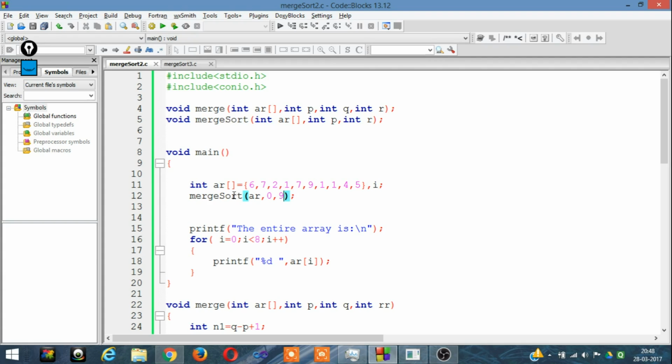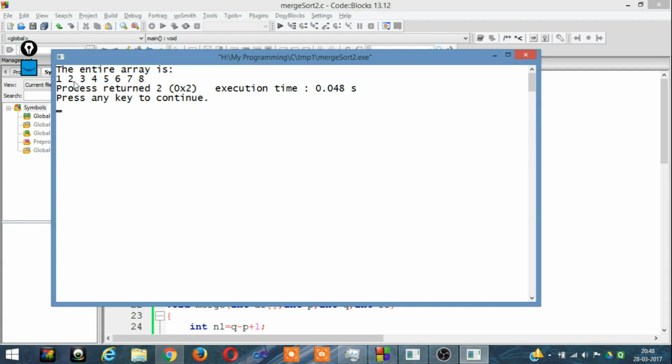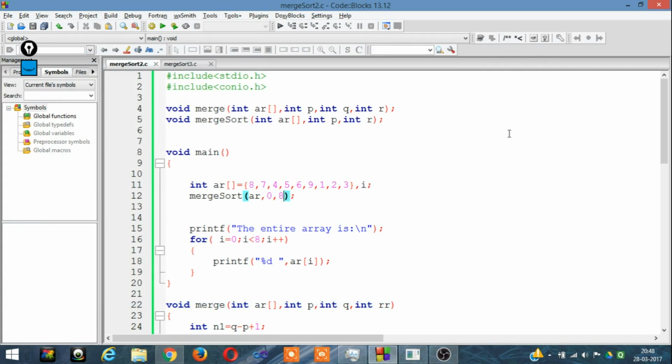Okay, so let's give one more input just to clear the point that it's really working. So let's have another input like 8 7 4 5 6 9 1 2 3. So how many inputs are there? 1 2 3 4 5 6 7 8 9. So 9 means it has to be 8. I shall explain later, and let's see. The output is 1 2 3 4 5 6 7 8. So guys, it is working 100%.